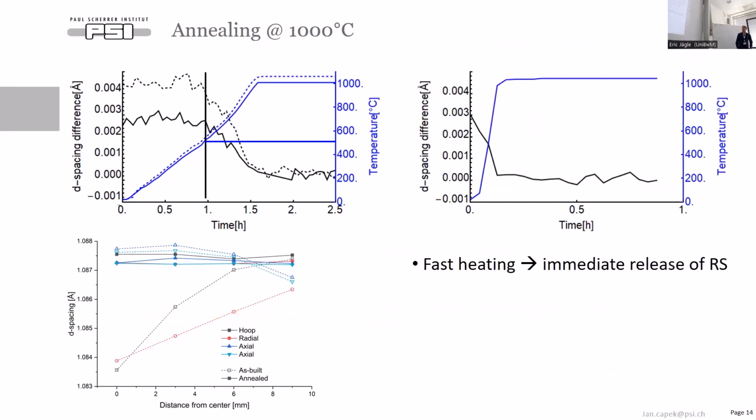We also did quite a rapid test. Unfortunately, you have to align the samples, so you cannot just measure how it is when you put the sample directly at 1000 degrees. You still have to ramp it up somehow. But again, we were able to observe that immediately when we reached 1000, after 10 minutes, the residual stresses were fully annealed.